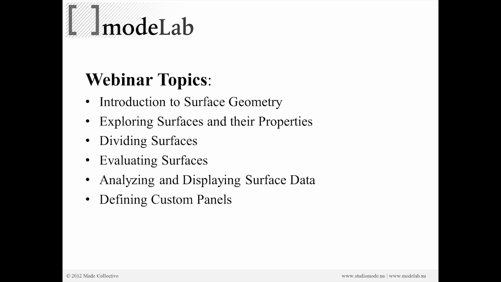Once we've done that, we can evaluate those surfaces and access more of the properties of each one of them, and look at different ways we might display that in the viewport as feedback, to understand which panels in the collection may be more curvy or less curvy, etc. Then we're going to look more closely at how we might analyze and display surface data in the viewport, particularly using quad-based surfaces. And lastly, we're going to wrap up with defining custom panels. After we've already divided the surface, we can create our own custom panels at each one of those locations.